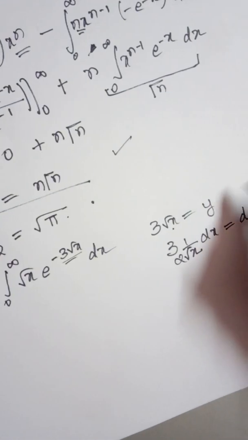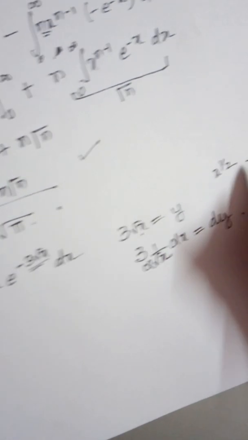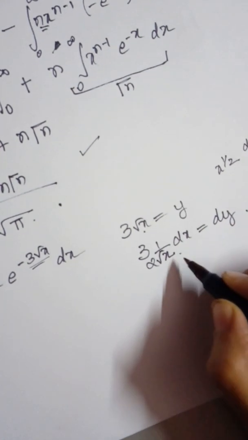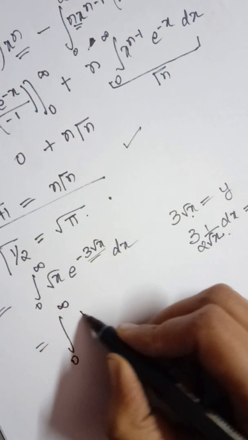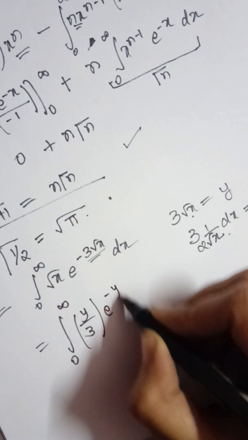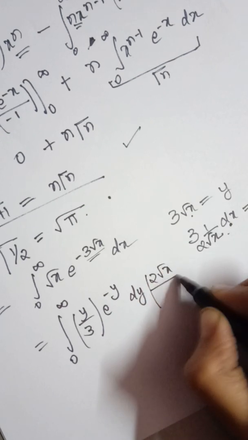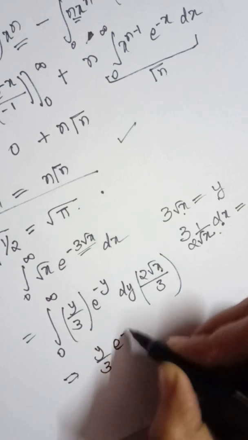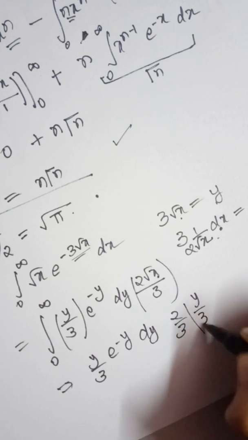Because when we differentiate x to the power half, using n x to the power n minus 1, it becomes half x to the power minus half. This is 1 by 2 root x. That's why. So here I am left with the integral from 0 to infinity. Now root x is y by 3, so this is my y by 3, e to the power minus y. Now what is dx? dx is 2 root x dy by 3. Now root x is what? y by 3. So I have y by 3, e to the power minus y, dy, 2 by 3, and here I have root x as y by 3.